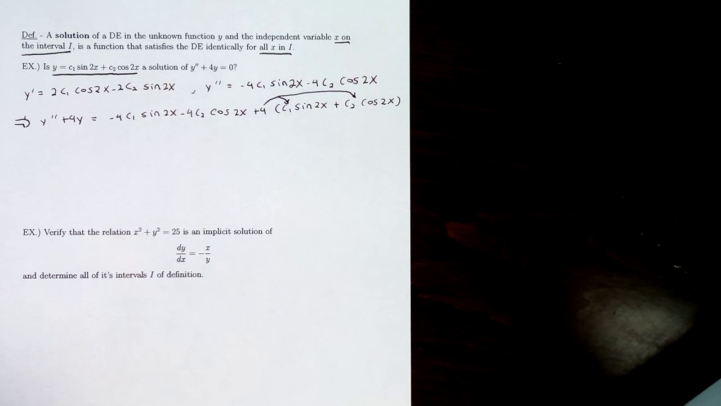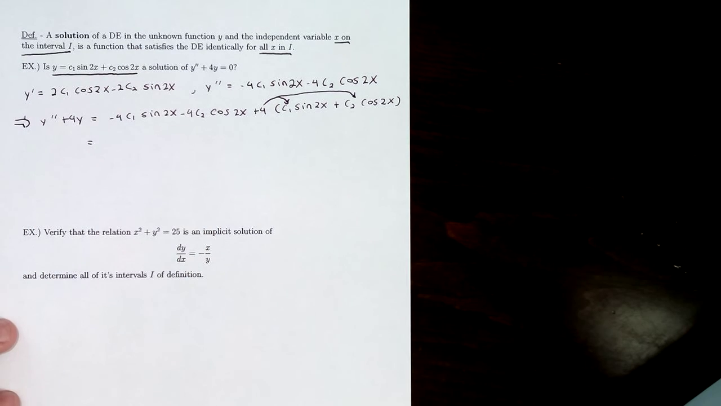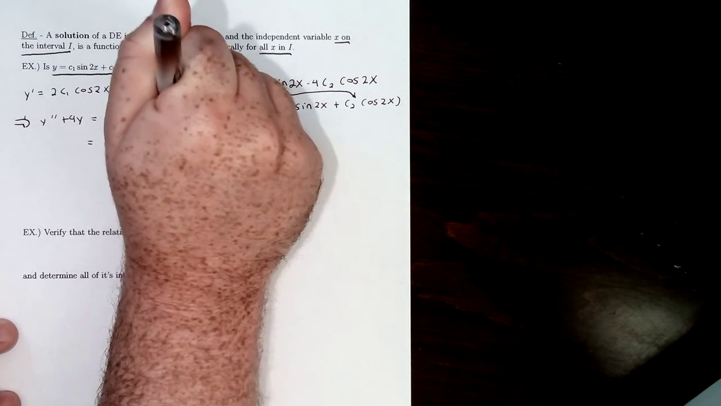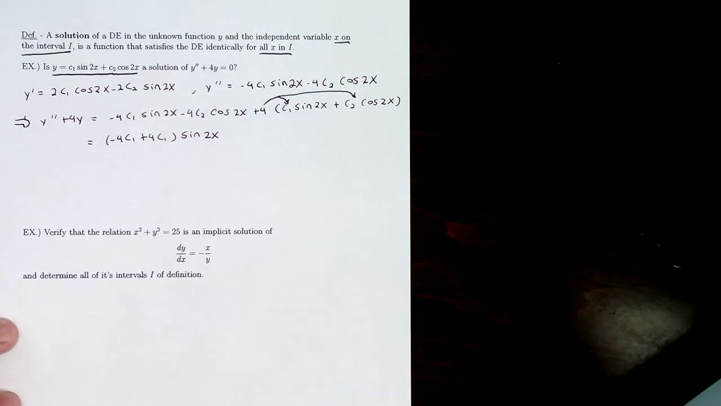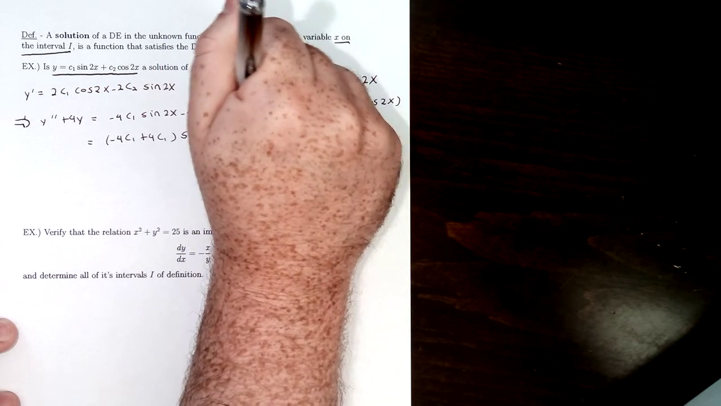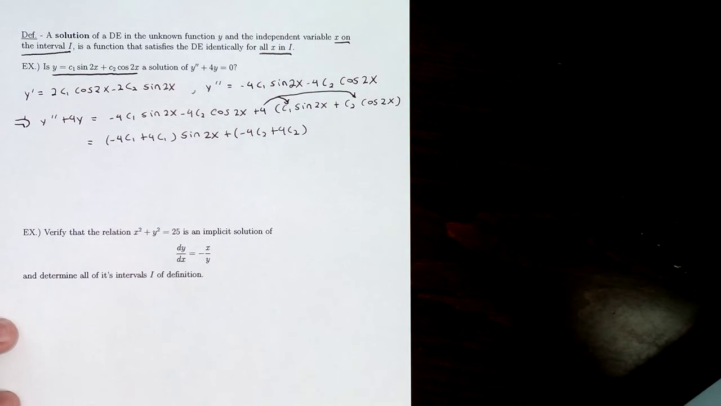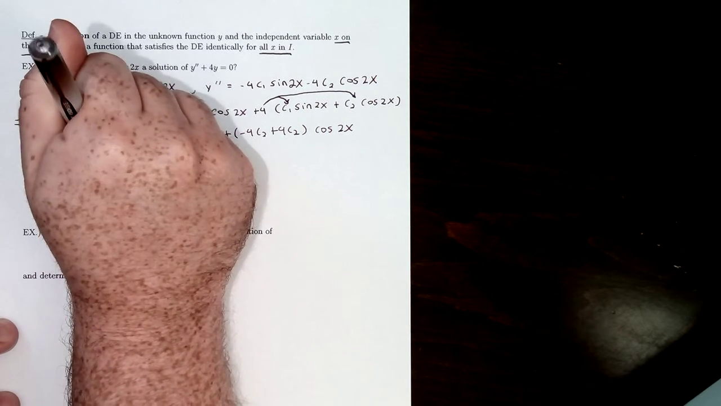As you can see, this is going to come out to 0, but I really want to emphasize the point even more, so I'm going to be tedious with this. So we're going to have negative 4c1 plus 4c1 sine 2x plus negative 4c2 plus 4c2 cosine 2x. Now this is flamboyantly obvious that it is equal to 0.